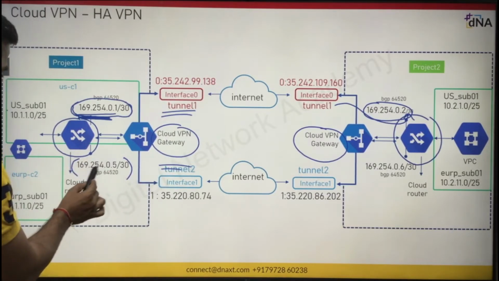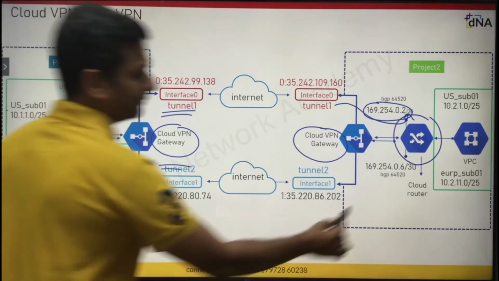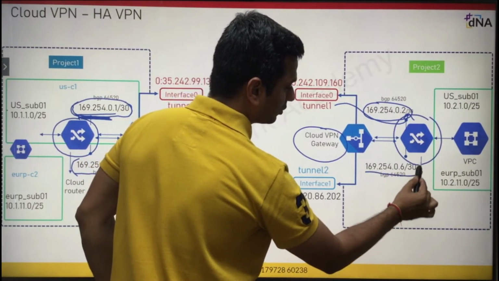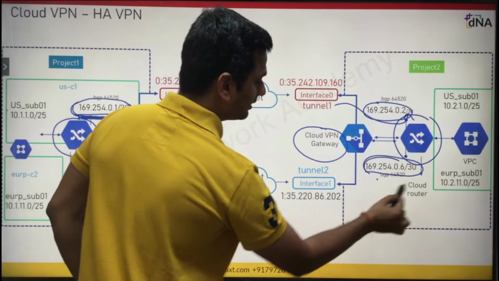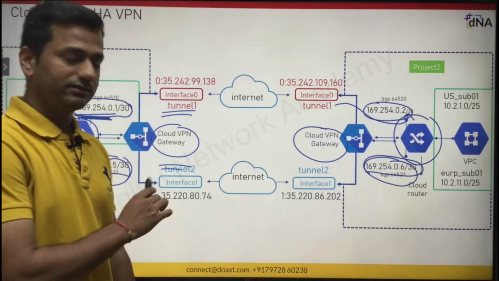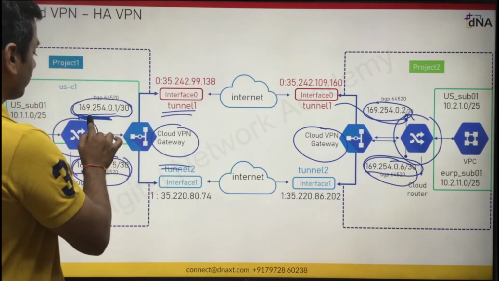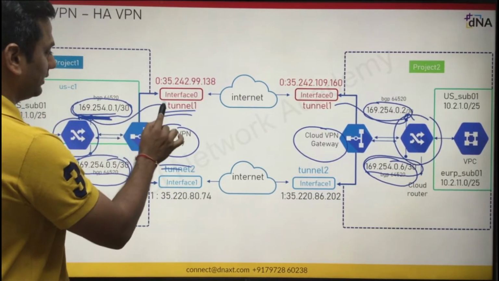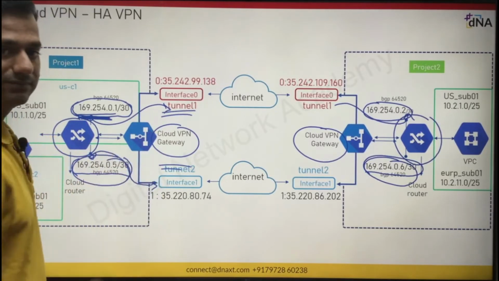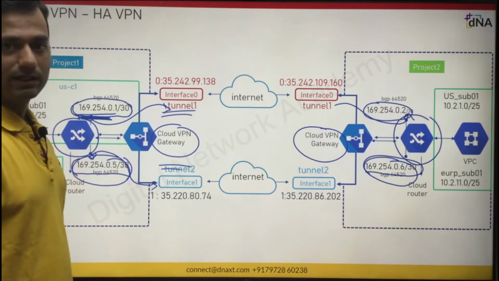Similarly, we would require another interface and another separate subnet for a secondary BGP neighbor. So here the IP address is 169.254.0.5/30 and this project 2 IP address is 169.254.0.6/30. This and this belong to the same subnet. This interface binds with tunnel 1 and this cloud router interface and IP address bind with tunnel 2. Clear now?